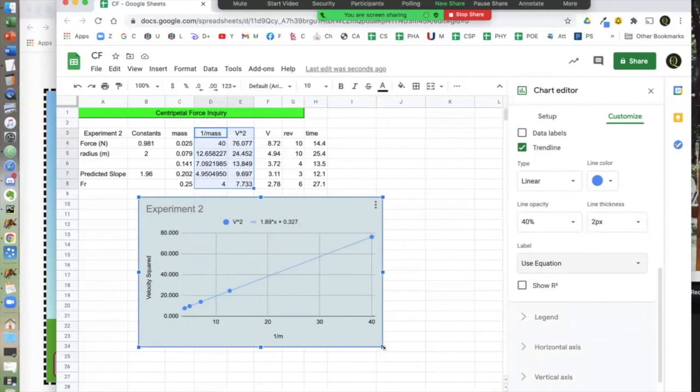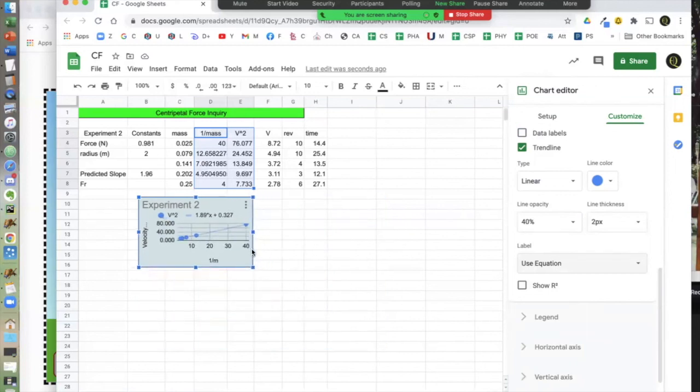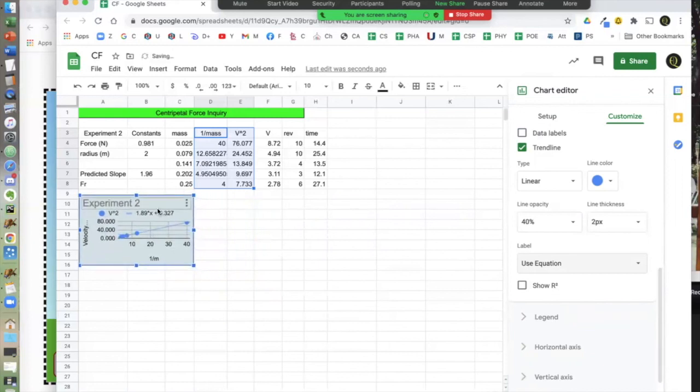So that's what you'd need for experiment 2. You can shrink this down. Eventually, you're going to print off the graph and your predicted slope, and in your inquiry, write how you predicted that slope before we ever did it. So that's how to do experiment 2. The other experiments are probably even a little easier because you don't have to do the 1 over mass for your x. You can just graph force as your x-axis. You can also graph radius as your x-axis.